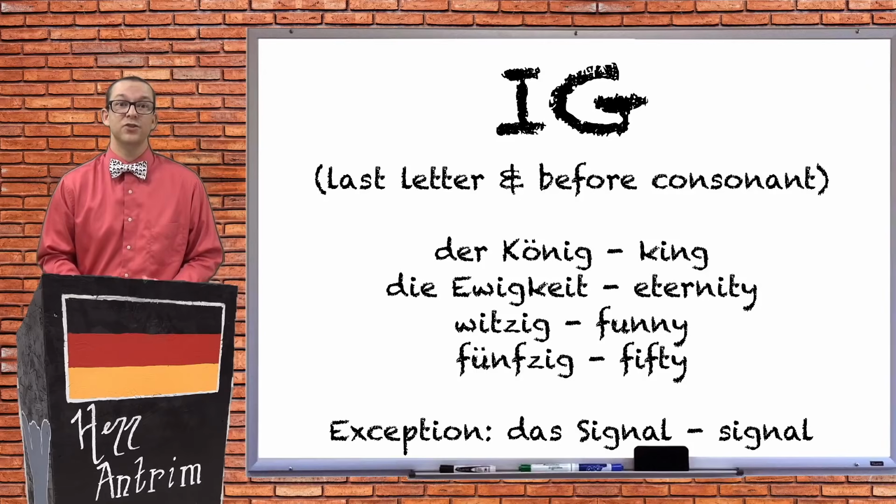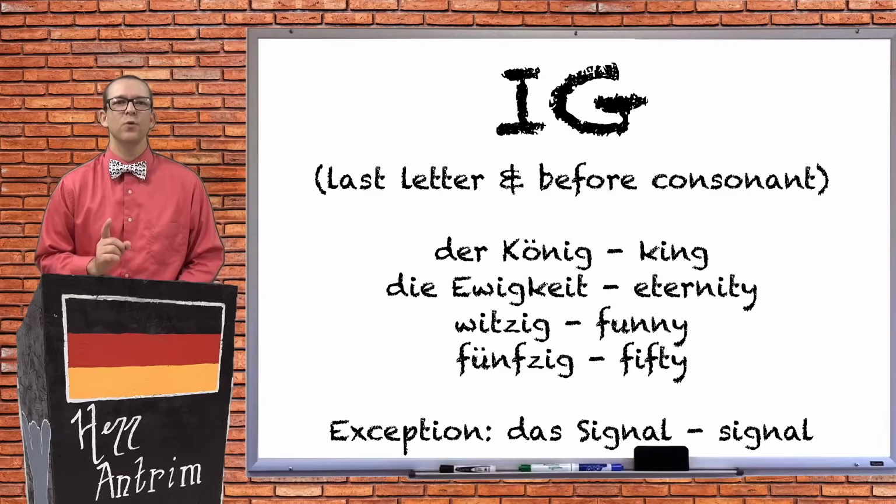If the letters I and G are at the end of a word or before a consonant, they make the sound like the pronunciation of ich. It is also acceptable to say it as ich, but the soft variant is more common, which is how I will say it in these examples. König, Ewigkeit, witzig, fünfzig. It is also acceptable to say König, Ewigkeit, witzig, fünfzig.